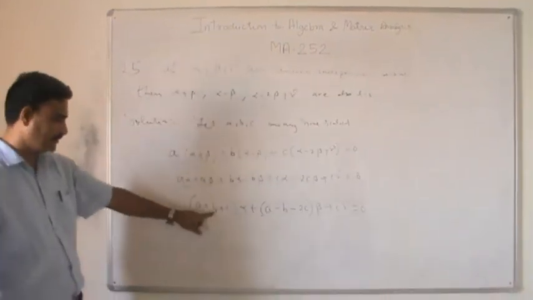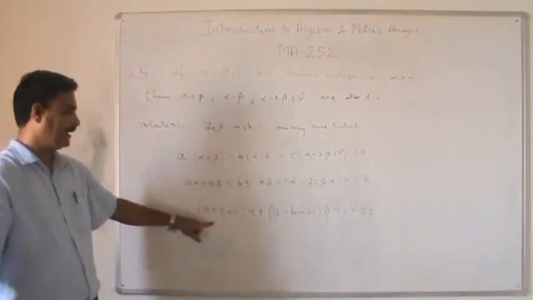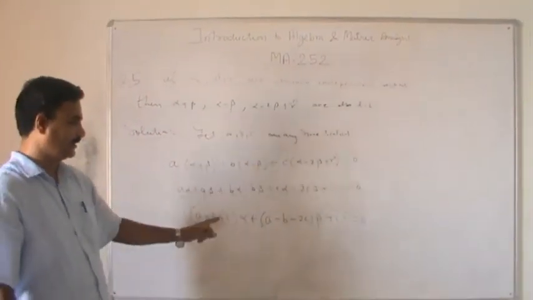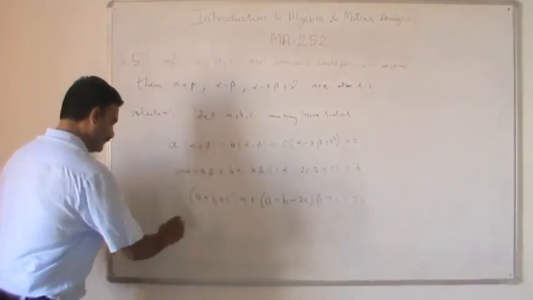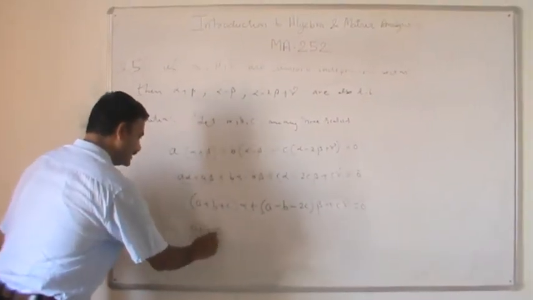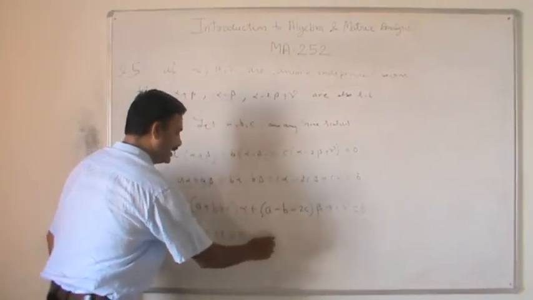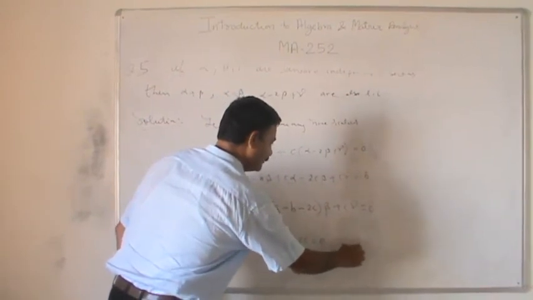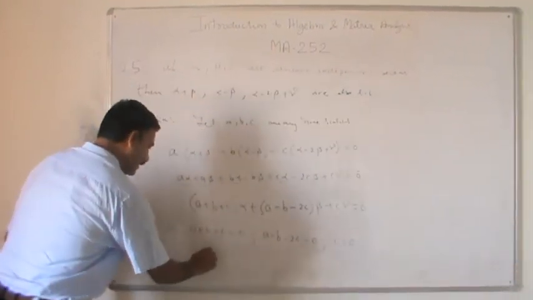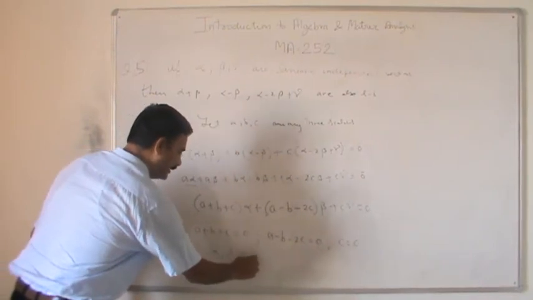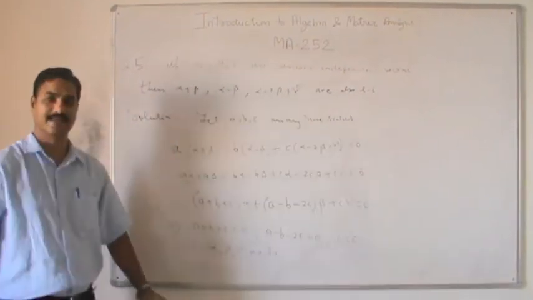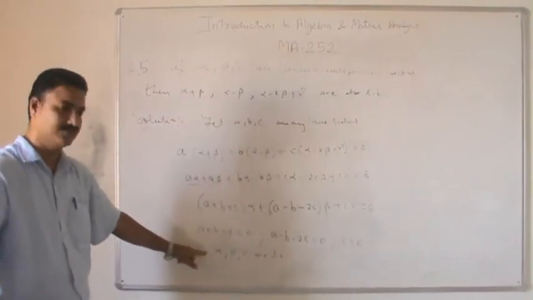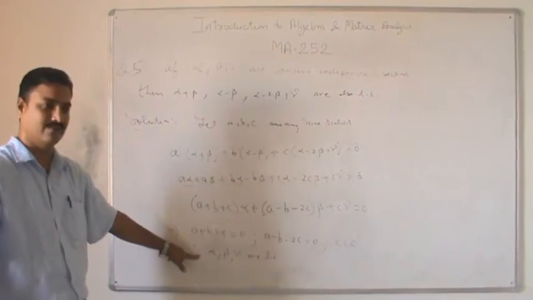So these are the coefficients of alpha, beta and gamma. And according to the question, alpha, beta, gamma are linearly independent vectors, so their scalar coefficients must be 0. So A plus B plus C is equal to 0, A minus B minus 2C is equal to 0, and finally C is equal to 0, as alpha, beta and gamma are a linearly independent set of vectors. That's why we put all the scalar coefficients of these three vectors equal to 0. This is all due to the definition of a linearly independent set of vectors.